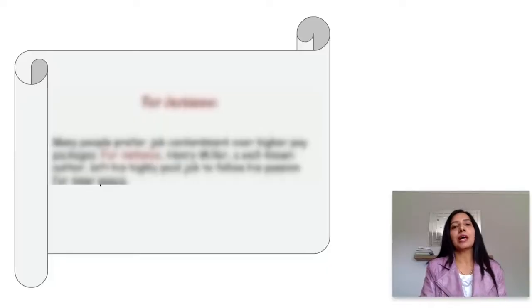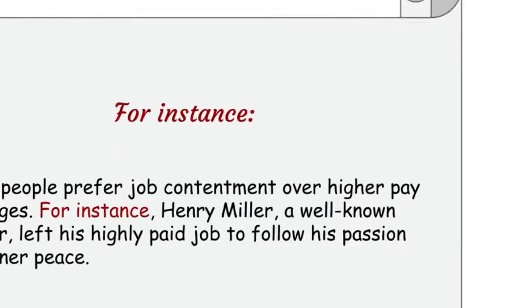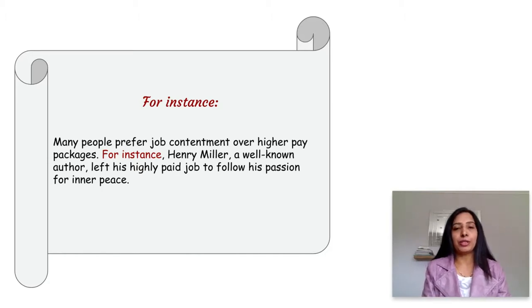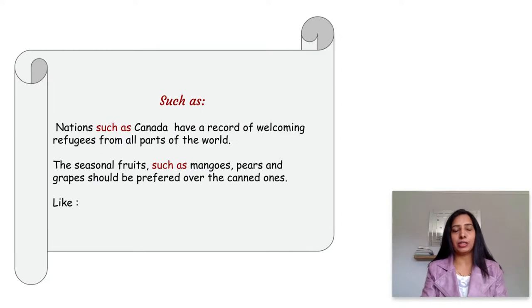So, shall we begin? Look, examples is a nice way to support your ideas, right? And instead of using for example, you can use some other words. Like for instance. For instance is the word which you can use exactly as for example. Like many people prefer job contentment over high pay packages. For instance, Harry Miller, a well-known author, left his highly paid job to follow his passion for inner peace. So, exactly where you are using for example, you can state for instance.